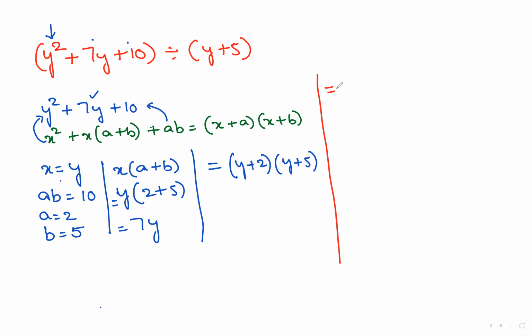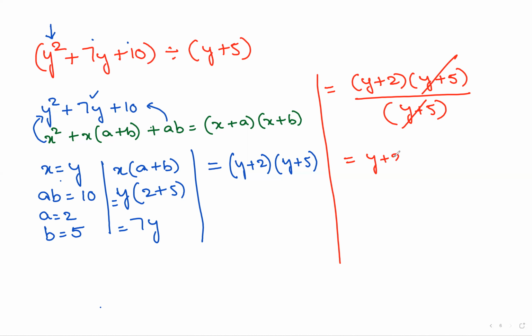Now can I write the given question as, I am writing side by side because I don't have place on the same screen; you have to write one below the other. Y² + 7y + 10, how can I write it? Can I write it as (y + 2) into (y + 5), and now divided by (y + 5)? Can I cancel these two? So it will be y + 2. Is it clear?